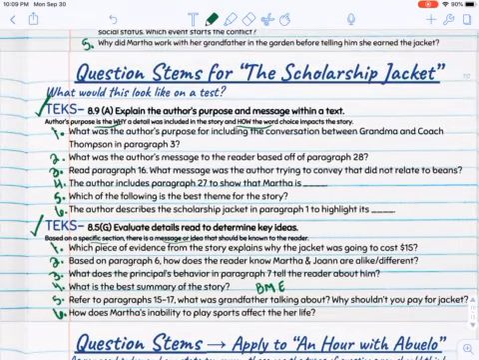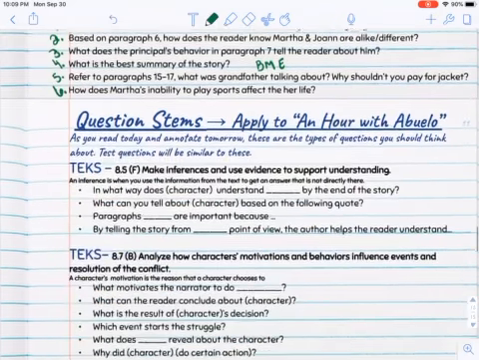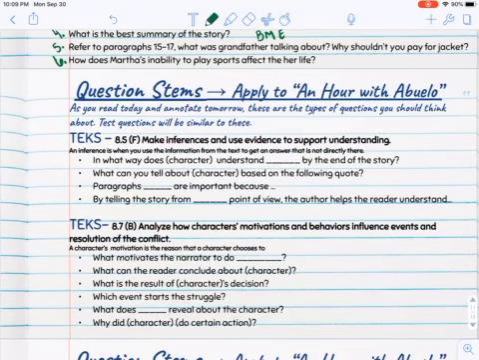Those are all of the question stems that are relating to the scholarship jacket. In the same exact order, only with blanks, are the question stems with blanks in them as they relate to An Hour with Abuelo. I can't give you every question that's going to be on the test, but this should help guide your thinking and give you an idea about what to be looking for.